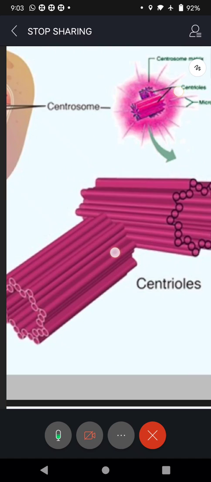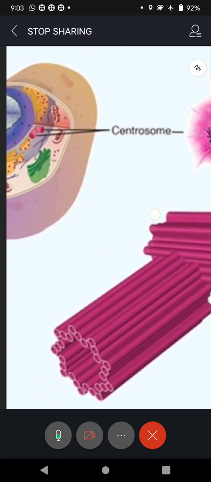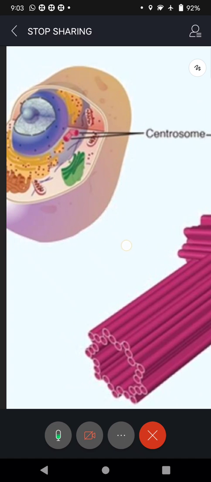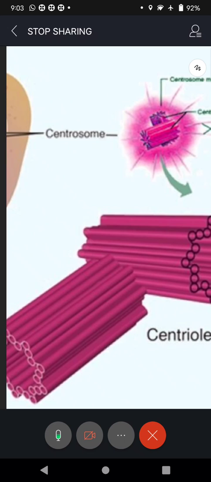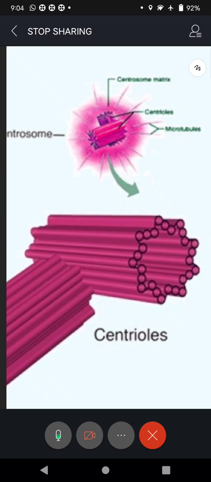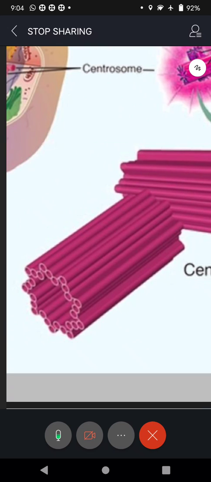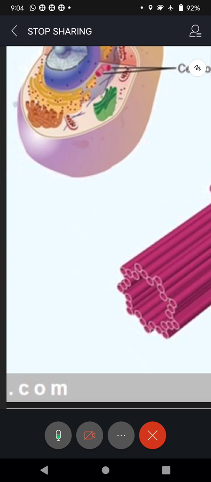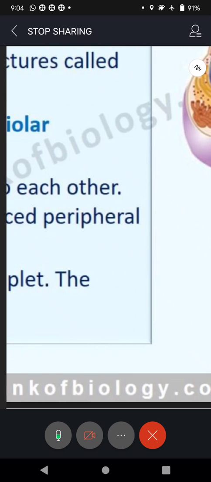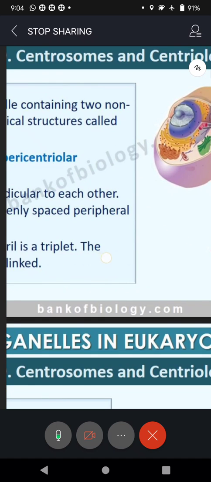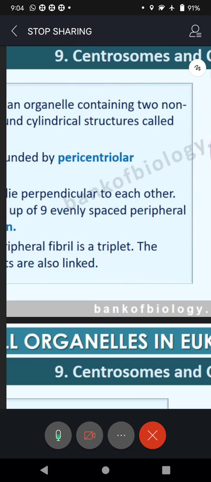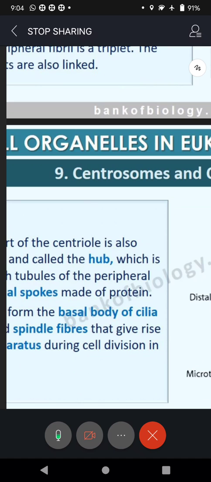Now let me expand this. Yes. Look at that. See the presence of centrosome inside the cytoplasm, and we are expanding that centrosome. So centrosome has these fibers in the form of pipelines. They are called centrioles. And how is the arrangement? These centrioles, just like you have seen in flagella and cilium, are also present in the form of triplets, and there are totally 9 structures in a bundle, 9 evenly spaced, we said, okay? And then we expand further.